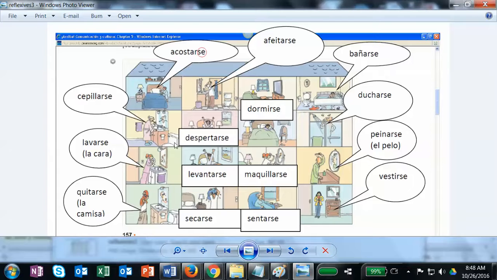To get yourself up, or to wake yourself up, to dry yourself off, to take off your clothes, to wash, in this case your face, but it could be to wash your hair, wash your hands, to brush your teeth. So you can see that most verbs that are reflexive tend to deal with your morning and evening routine.